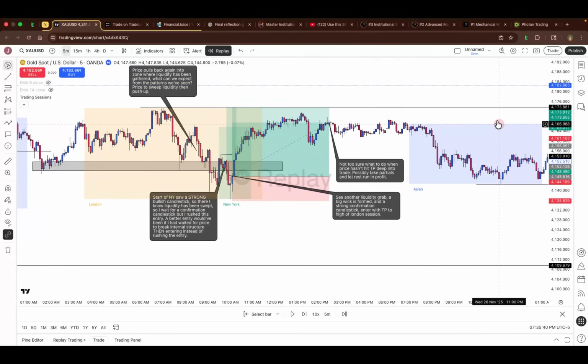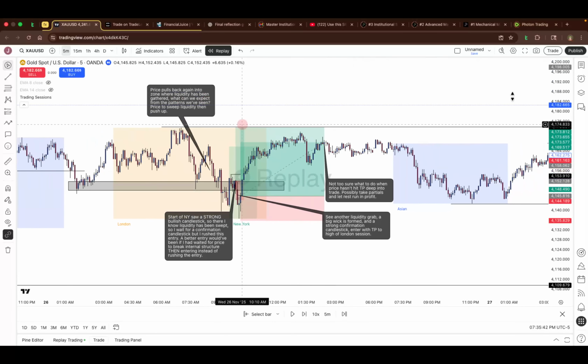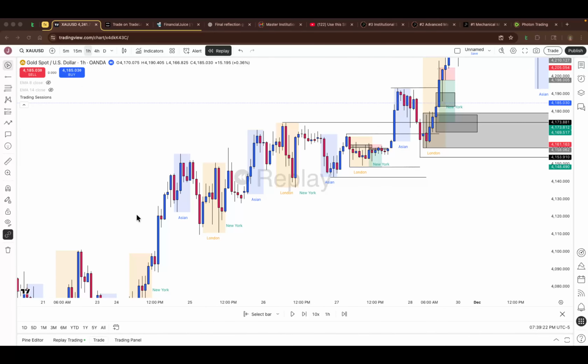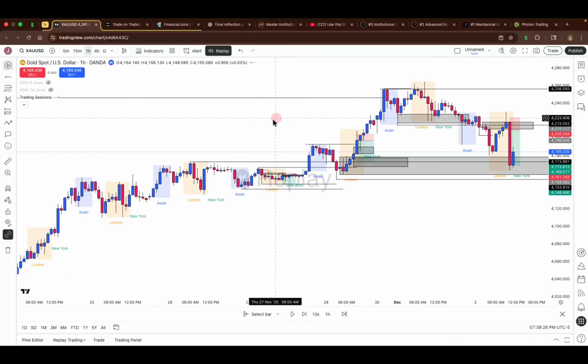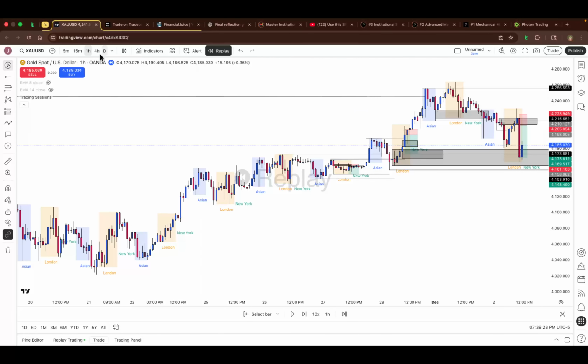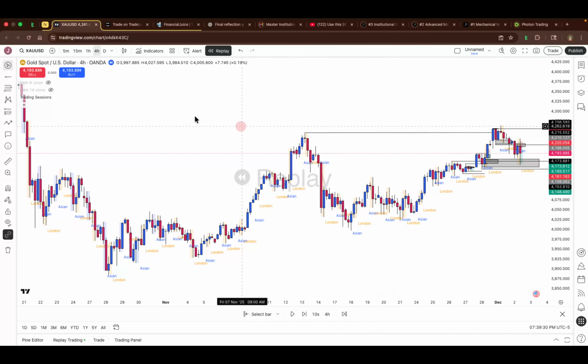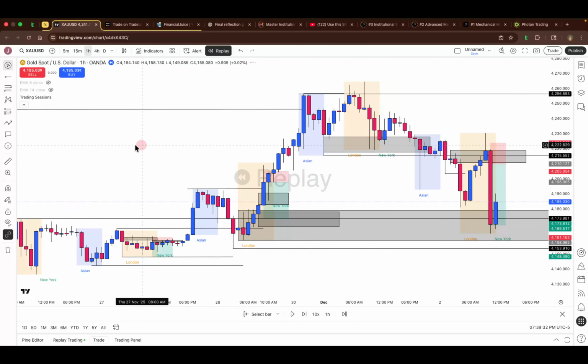So that's this session once again. So screenshot and then on to the next. All right. So again, 1 hour. What do we see? 4 hour. What do we see? Price is continuing to push up. 1 hour. What do we see?